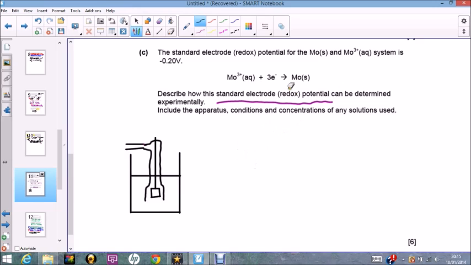We're going to look at the other side. So if I look at this half equation, I see that molybdenum is a solid, which means that I can use a metal electrode. So I'm going to draw my other half cell here now.